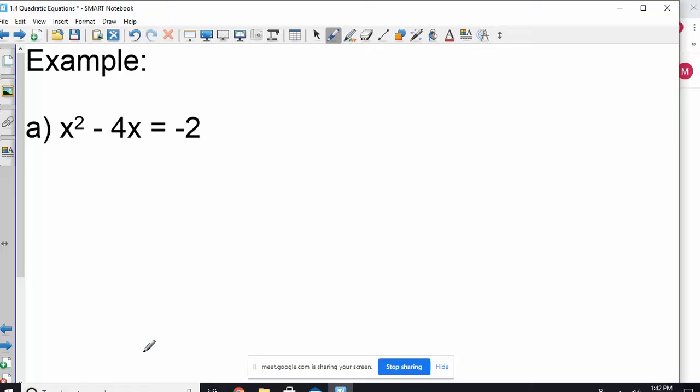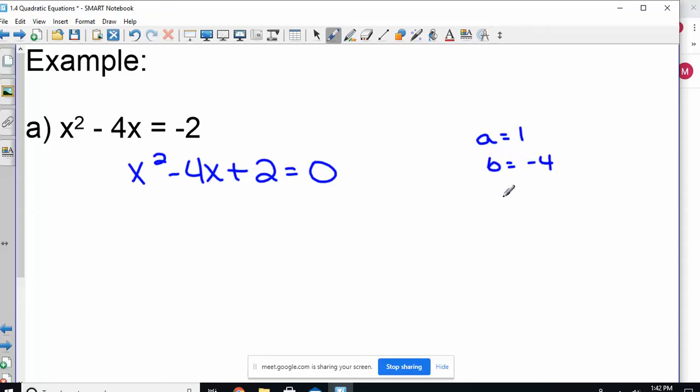What do I have to do before I'm going to be able to do the quadratic on this? We have to add our 2. We just need everything on one side. So if we add that over, so what's our A value? 1. B is, and C is.